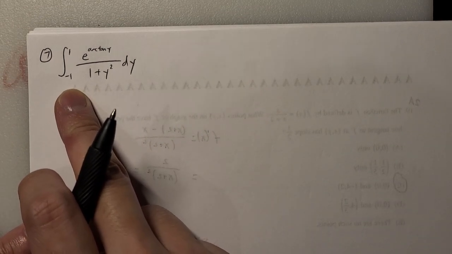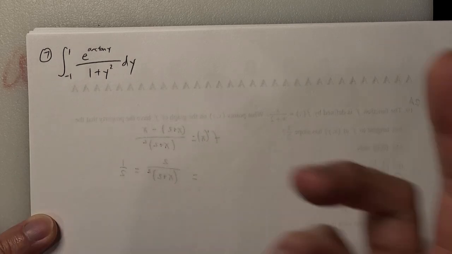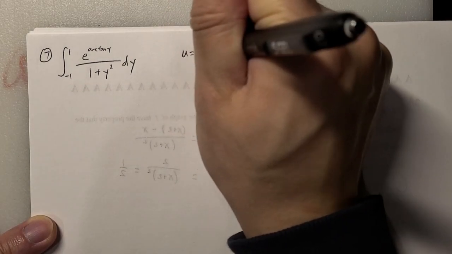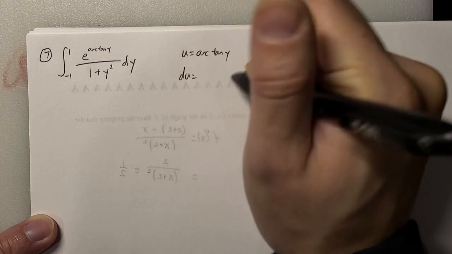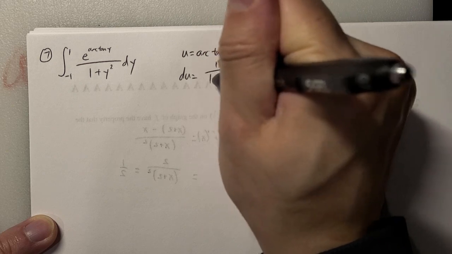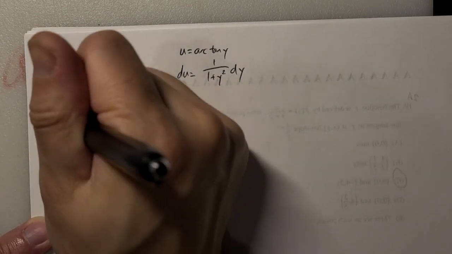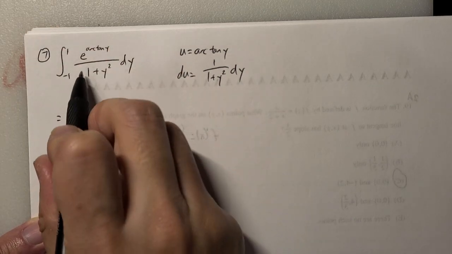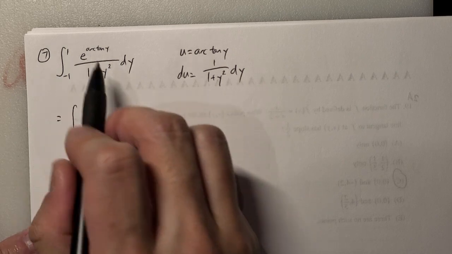Okay, so we have this integral from -1 to 1, e to the arctan y over 1 plus y squared dy. Hopefully you can see a very obvious substitution, because u can be arctan y. du is, what's the derivative of arctan? It's 1 over 1 plus y squared dy. And we get exactly that there. So let's worry about limits of integration afterward. As always, at least for me, I always just substitute first, and then worry about the limits.